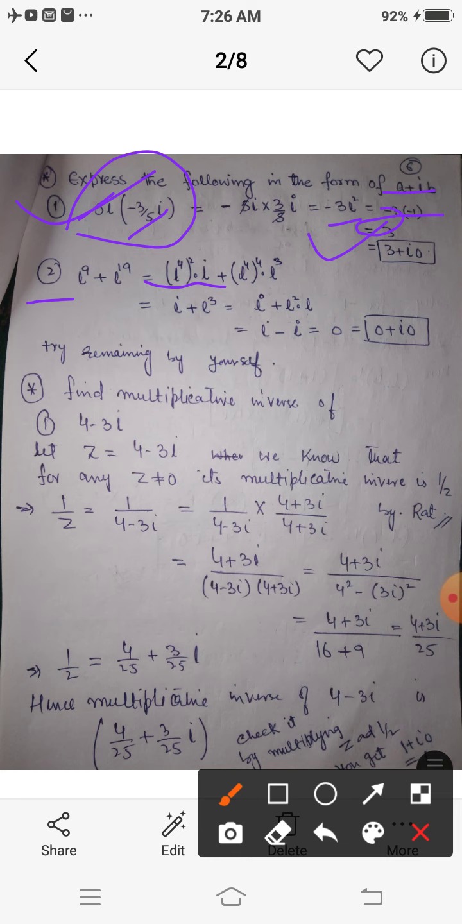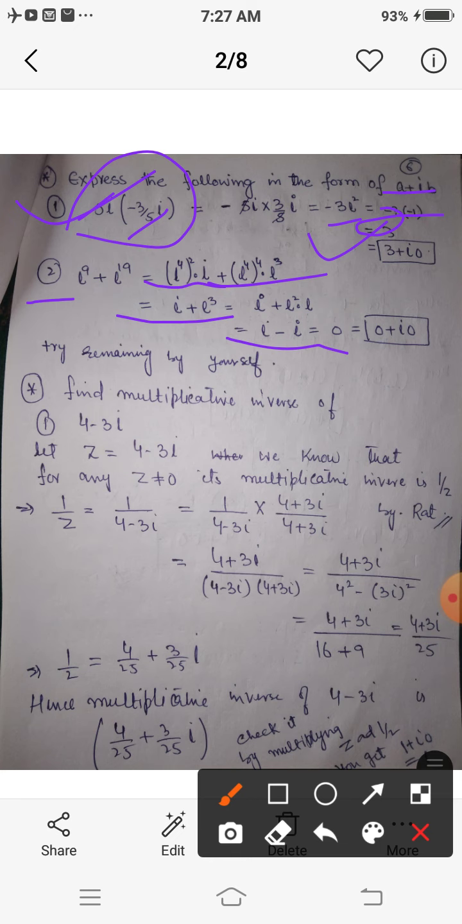Now i^19 equals, when we divide 19 by 4, the remainder is 3, so it is of the form i^(4×4+3), that is (i^4)^4 into i^3. Now i^4 is 1, so 1 raised to power 4 is 1, so here we simply get i^3, which is i squared into i, that is minus i, simply because i squared is minus 1.